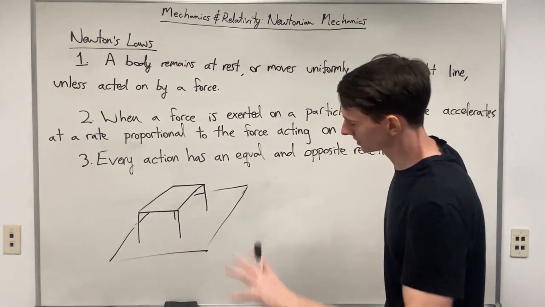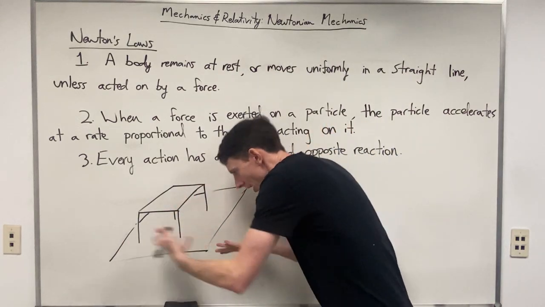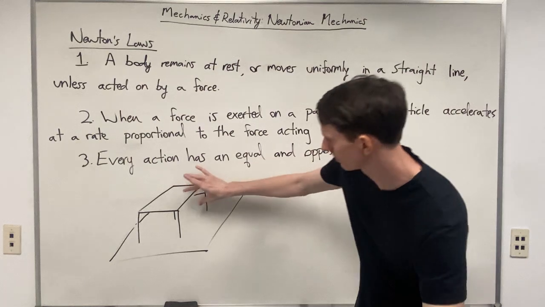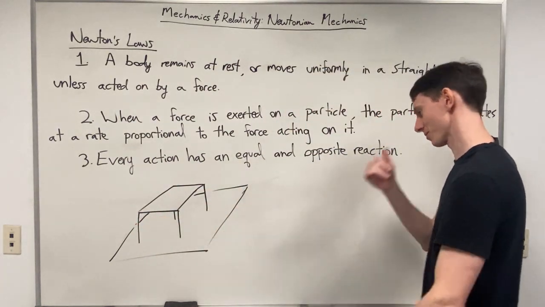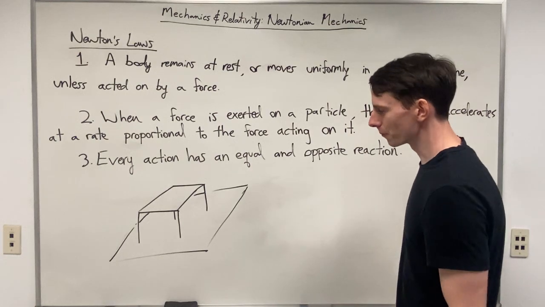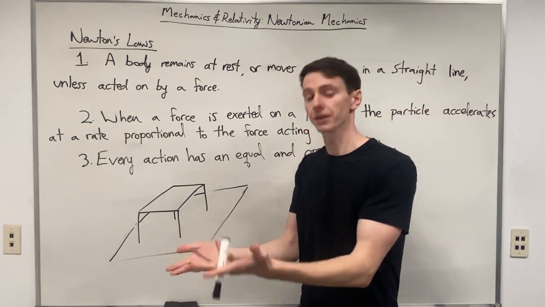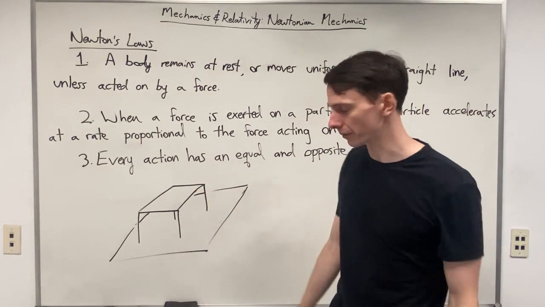Okay, so this is my attempt at drawing what's supposed to be a table lying fixed on the ground. So this top thing here is the table. This bottom plane looking thing here is supposed to be the ground. Now, what we have here physically is a table that's just kind of standing still. It's not moving, it's just stationary on the ground.